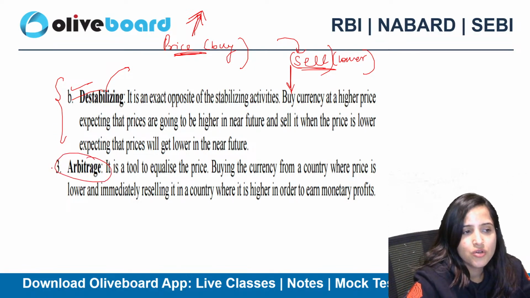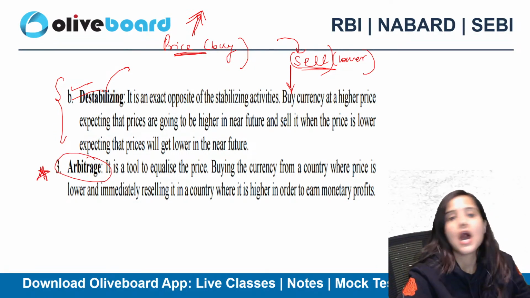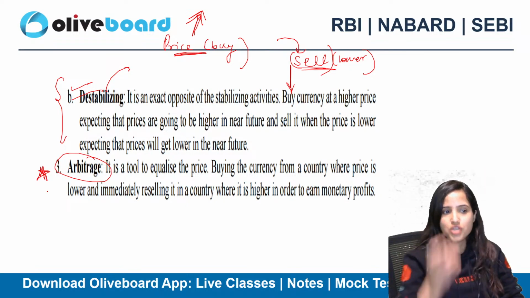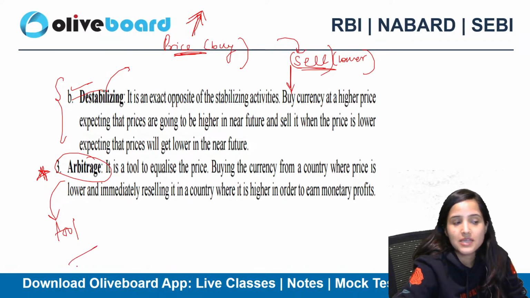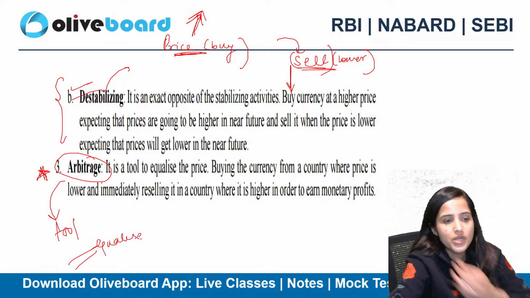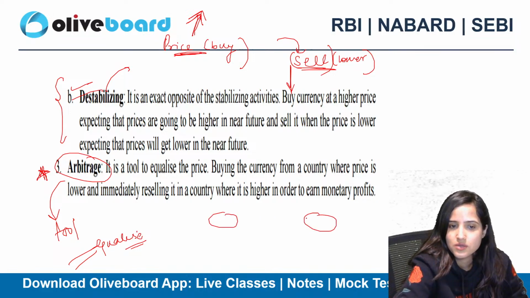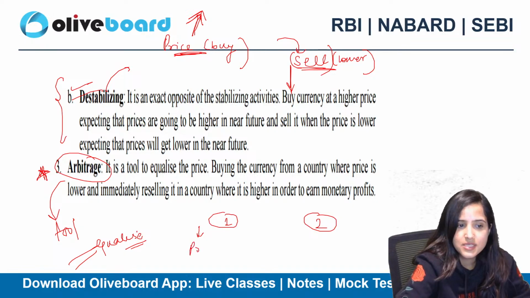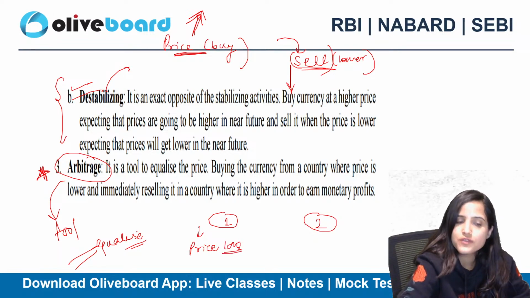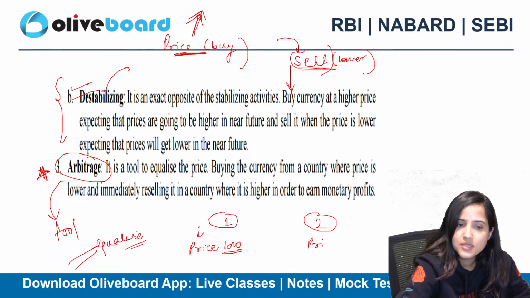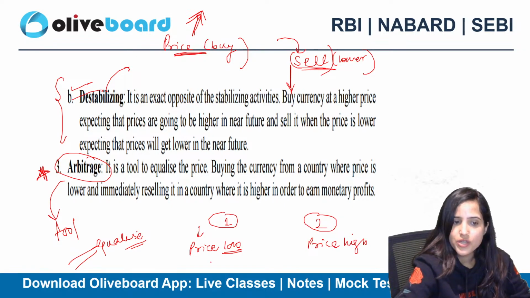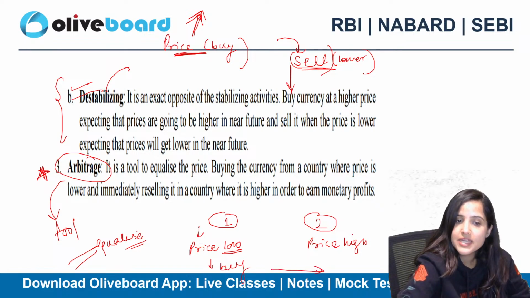Then there is this arbitrage. There is this function called arbitrage. You might have heard about arbitrage, right? So what is it? This is also a tool to stabilize, to equalize price. So what are you going to do? Suppose there are two regions, region 1 and region 2. Over here, the price is low of the same stock or the same product, and over here the price is high. So what you're doing, you're buying it in region A and immediately selling it in region B or region 2.